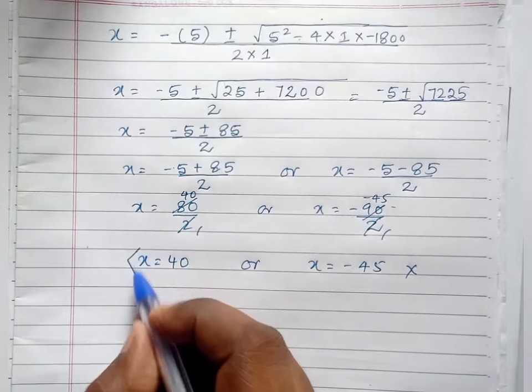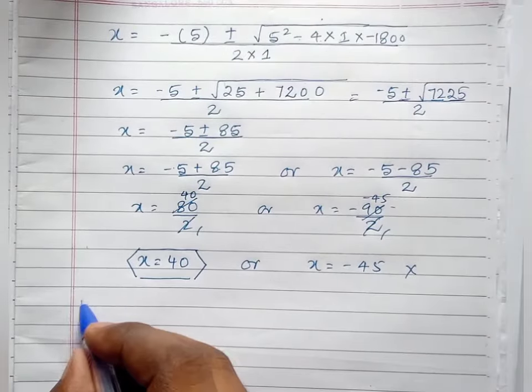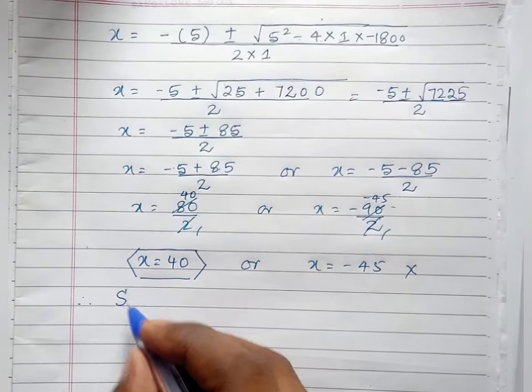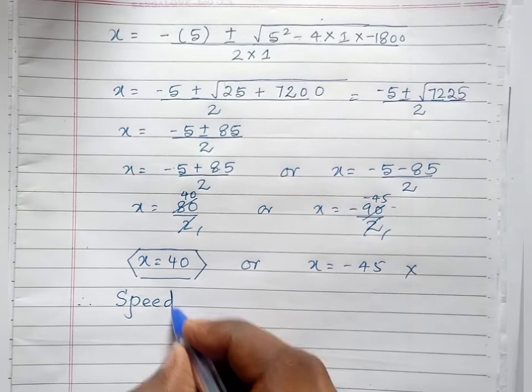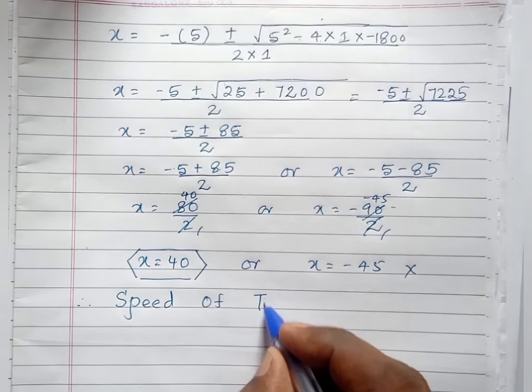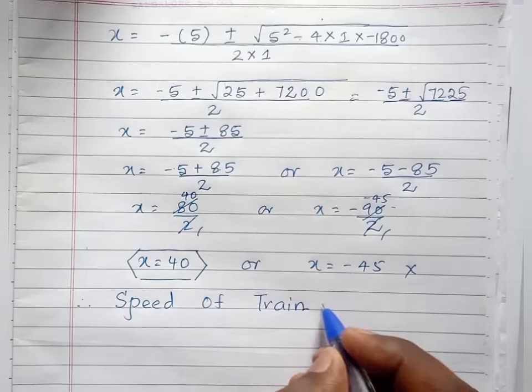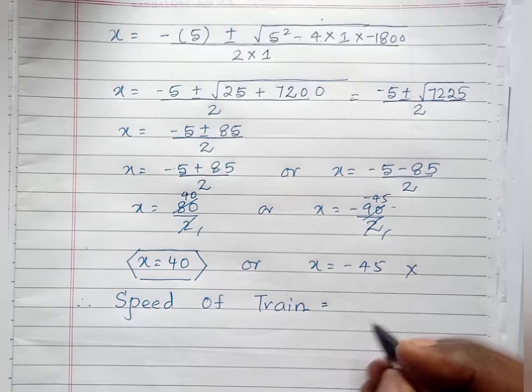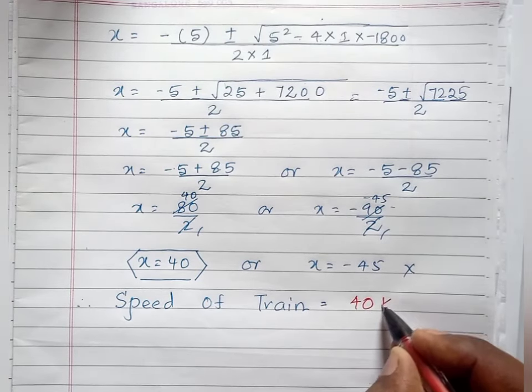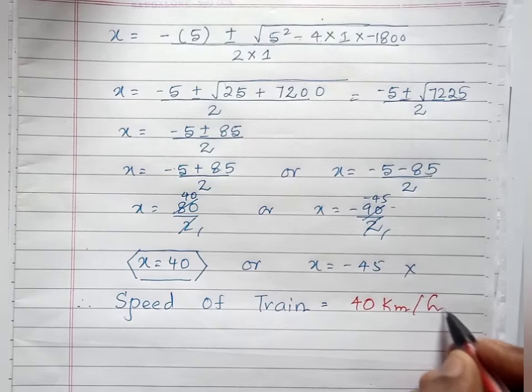Therefore, speed cannot be negative, so x equals 40. That is, the speed of the train is 40 kilometers per hour. The speed of the train is 40 kilometers per hour.